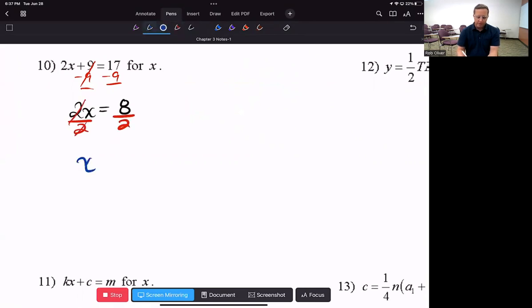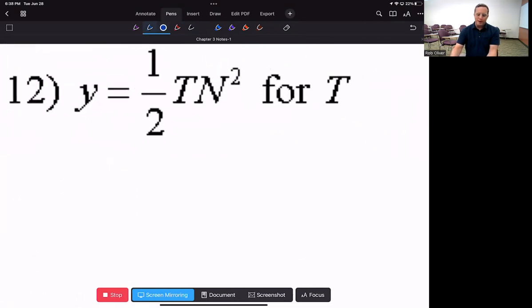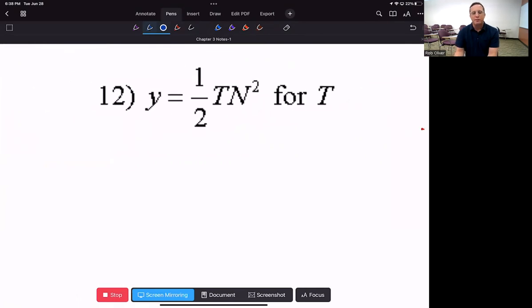There you have x. So x equals 4. Number 11, we want to get t by itself. We've got a fraction in there, and one way to deal with fractions is to multiply by the denominator. So that is what we'll do first, which is multiply both sides by 2.